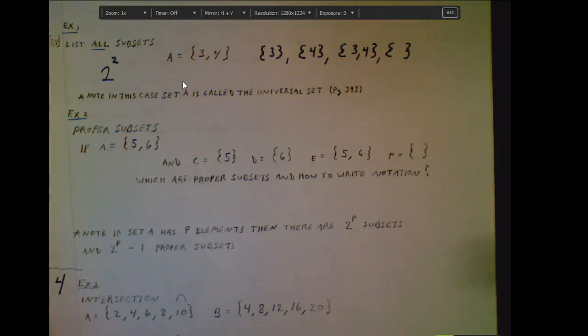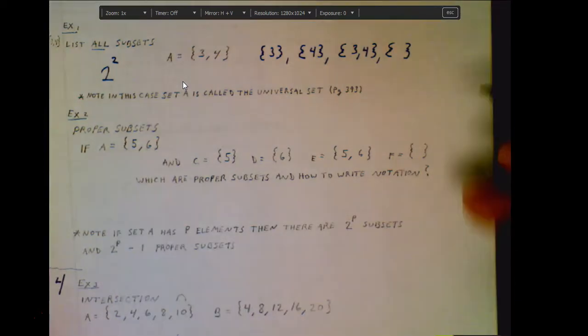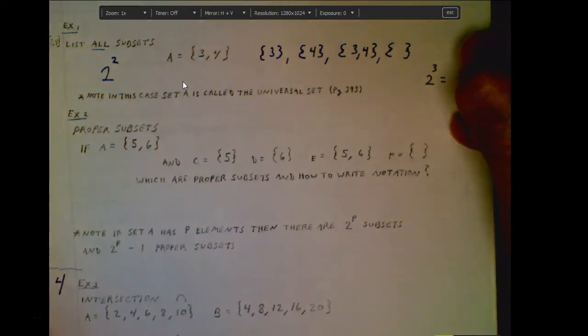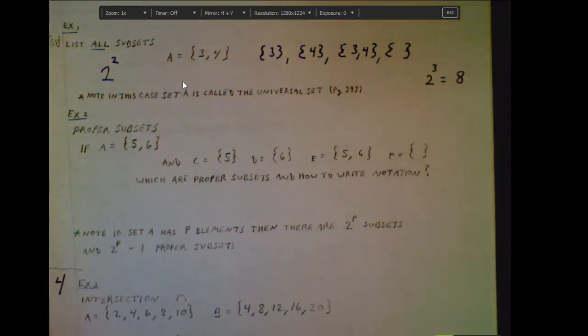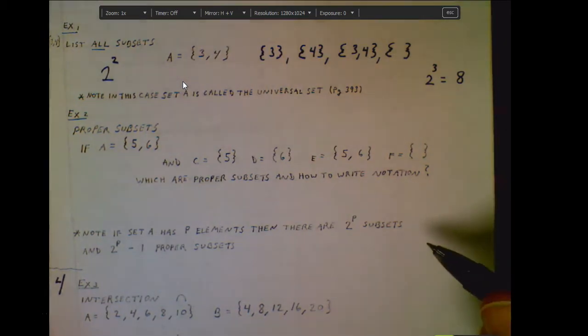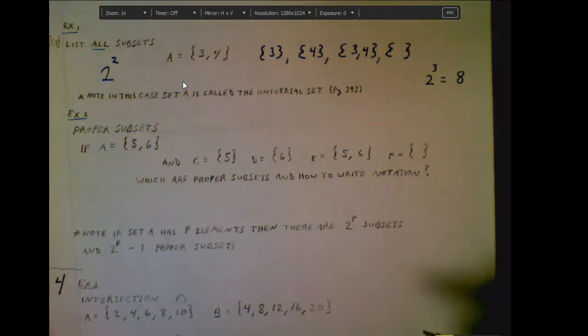So for example, let's just say you had 3 elements within that set. Okay, I'm just going to make one up here. So let's just say I had 3 elements. Then there are 2 to the 3rd subsets, or 8 subsets. If you have a list of 3 items, there would be 8 subsets that you could come up with. It's a good thing to know. You actually asked a couple questions along those lines, so that's important to know.